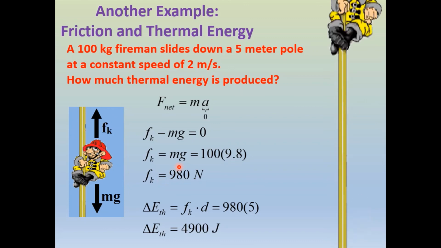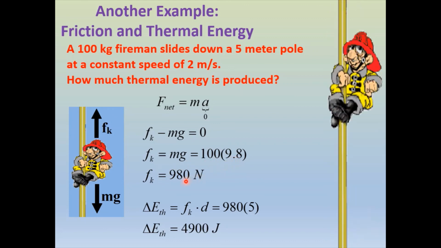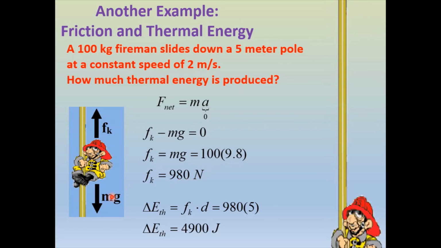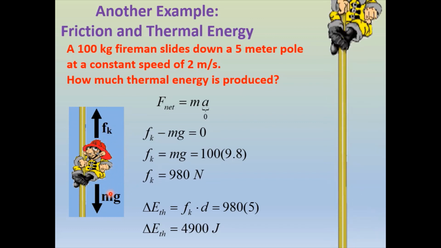And mg is equal to 100 kilograms times g, 9.8. So the friction force here is 980 newtons. That's the same as his weight, by the way. These two forces are in equilibrium here, in balance.